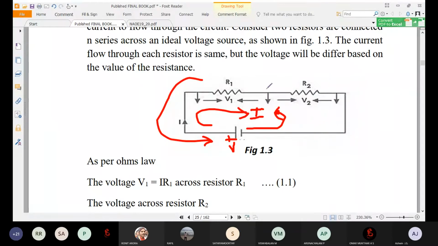How many components you are connecting doesn't matter. Whatever current can pass will pass through the complete circuit. For example, here I'm using 1k, and here V is equal to 5, and here also I'm using a 1k. Can anyone tell what will be the current using Ohm's law?